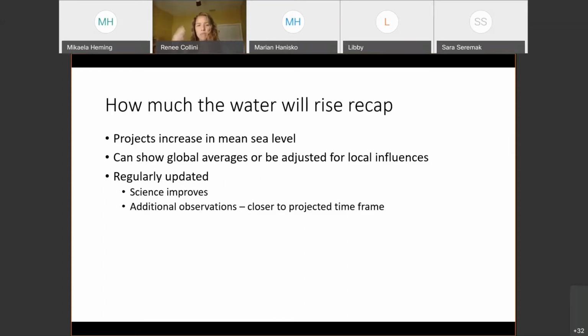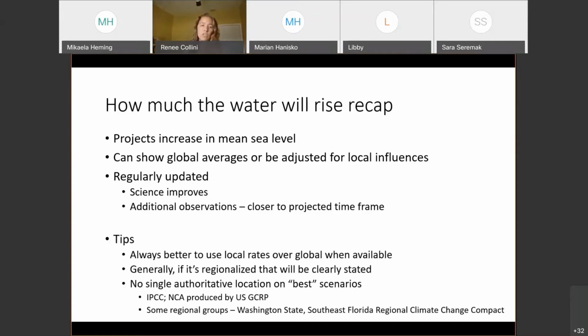As we get closer to whatever our timestamp is, we can observe what has happened to understand sort of what curve we're on. And just some general tips or tricks, if you will, for when you're trying to understand what you're looking at or which kind. It's always better to use localized rates over global, particularly in the Gulf of Mexico, because we are at a higher than the global average rate. You saw those fingerprints from the changing gravitational field, for example. We are expecting more water rise than, say, the global average. So it's important, if you have them, to use those local rates, which we do for the whole US. And generally, if it's regionalized, you don't have to bend over backwards to find out. This is relatively newer.